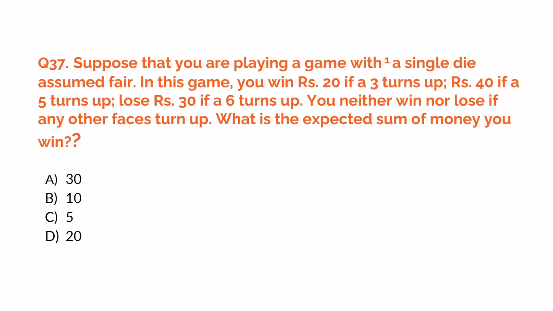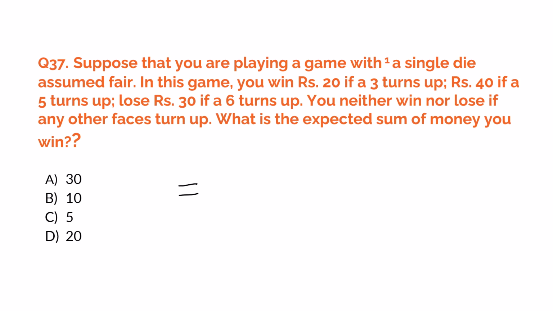For this question, we are given a single die and we will win rupees 20 if 3 turns up, rupees 40 if 5 turns up, and we will lose rupees 30 if 6 turns up. You neither win nor lose if any other face turns up. What is the expected sum of money? So let's calculate the expected sum of money.